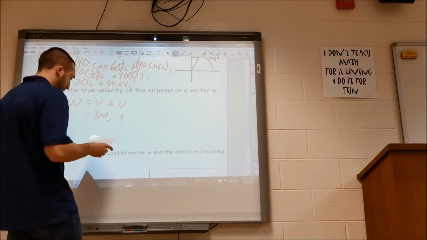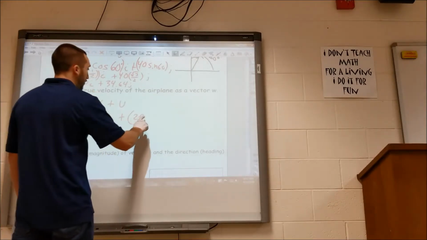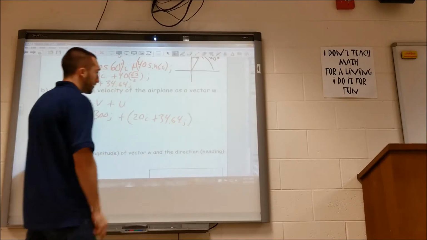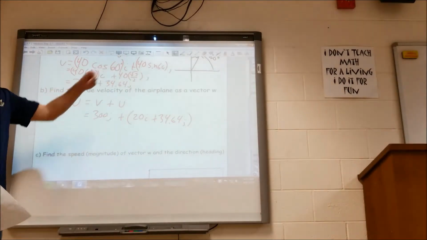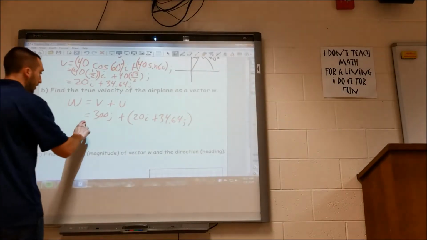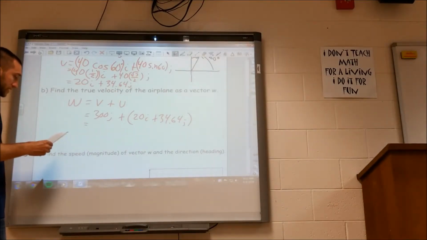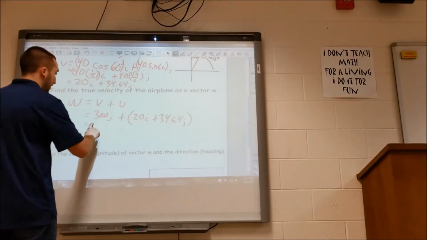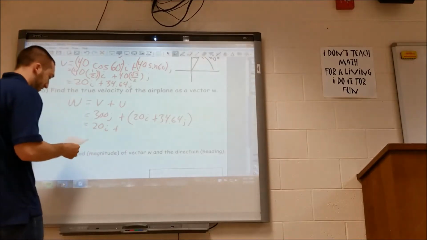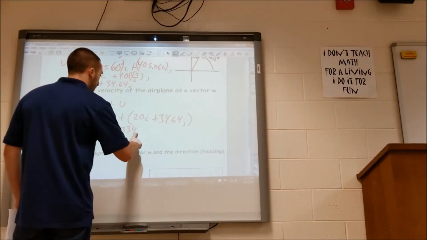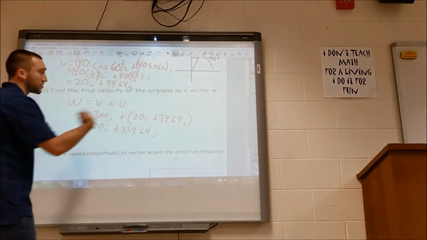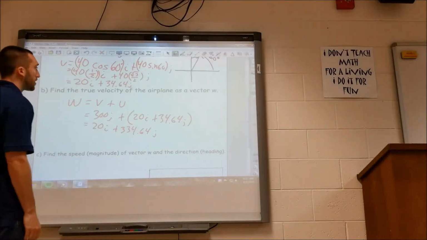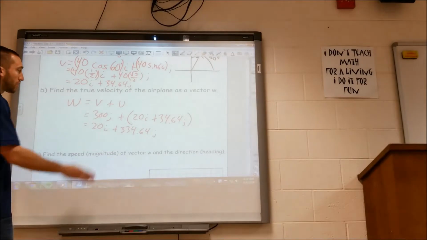Add that to my 20i plus 34.64j, right? That comes from the components that we found for U. So my overall effect is I don't have any x component in the V, so that's just 20i, plus 334.64j, right? I'm just adding the two j components. Think of it as combining like terms. So that is actually the true velocity of the airplane as a vector W.